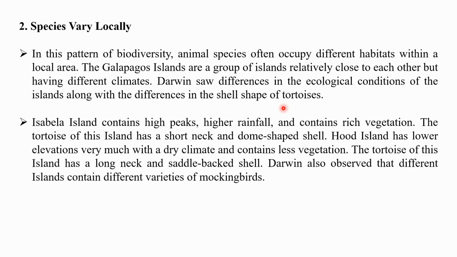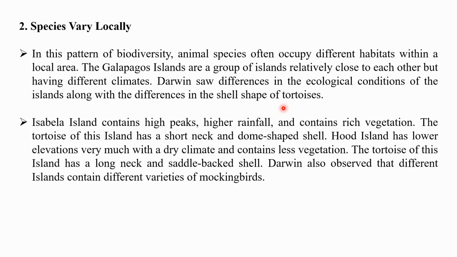While the tortoise species that are present on the Hood Island is present on the lower elevations, very much with a dry climate and less vegetation as compared to the Isabella Island. So the tortoises on this Hood Island have a long neck and saddle-backed shell as compared to the short neck and dome-shaped shell tortoises that are present on the Isabella Island.